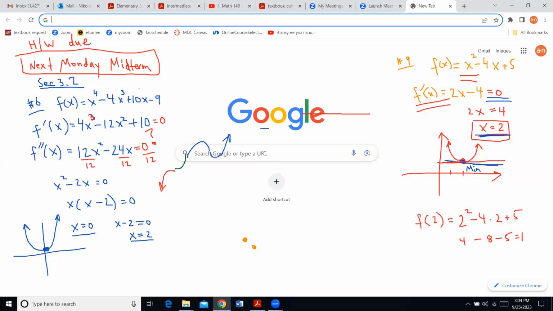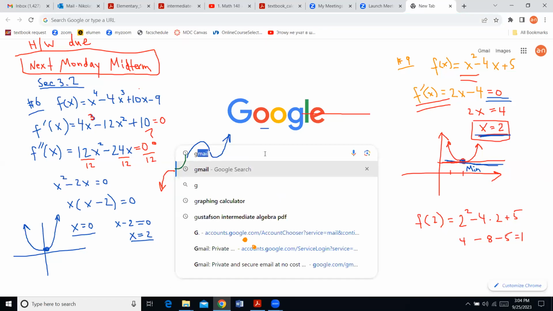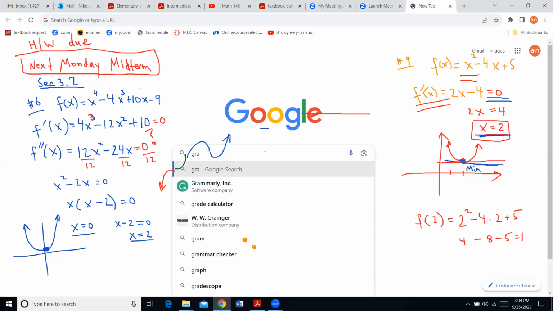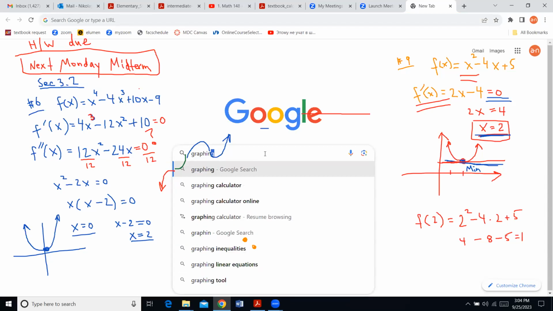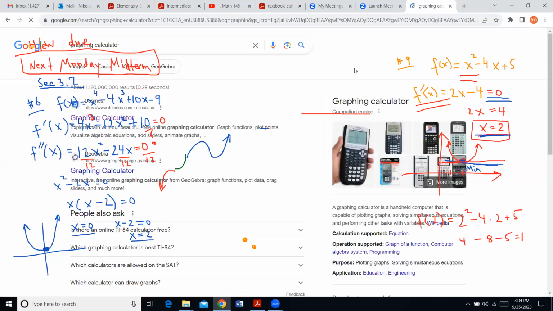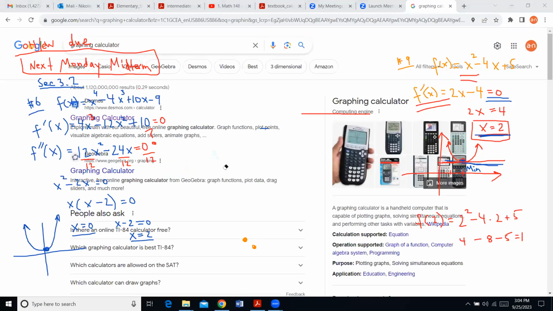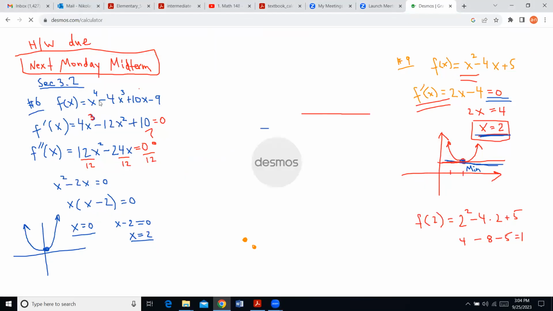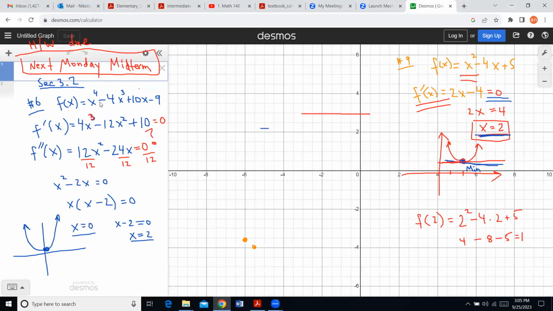I'll introduce you to a free graphing calculator. All you need is to start typing "graphing calculator," and one will appear for you. So you can use it for free. And this is my favorite, Desmos, choice number 1 for the calculator. That will enable me to graph this function.